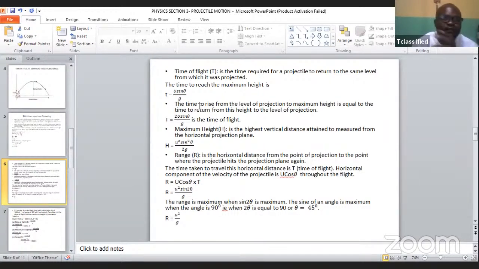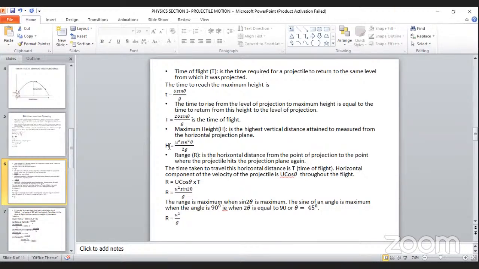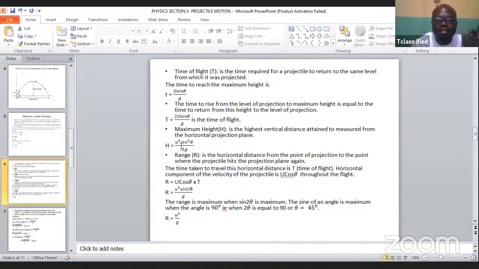These four formulas, you're supposed to have them in your head as a student in physics wanting to write any exam that involves projectile. Number one is the time to reach maximum height, T equals U sine theta over G. Total time of flight, capital T, is equal to 2U sine theta over G. Maximum height is U squared sine squared theta all over 2G. Range is U squared sine 2 theta over G, whereas maximum range is U squared over G. These formulas are very, very important.